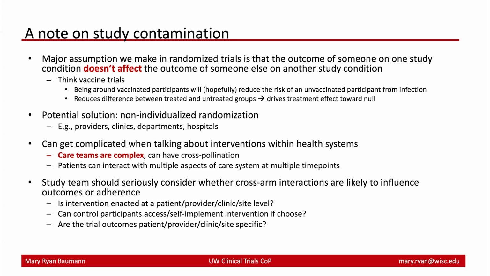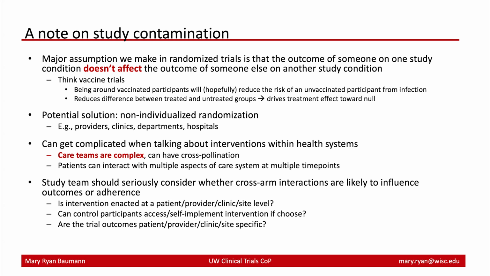However, I feel like this, in explanatory trials, is a little bit easier sometimes, but it can get complicated when you're talking about interventions within health systems, particularly because care teams can be pretty complex, and you can have a lot of cross-pollination between care teams. So you have a lot of overlap in your groups, and it's hard to isolate one group that is not going to interact with another group. For example, you can have patients that interact with multiple aspects of a care system at multiple time points.